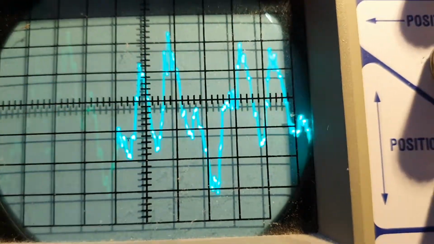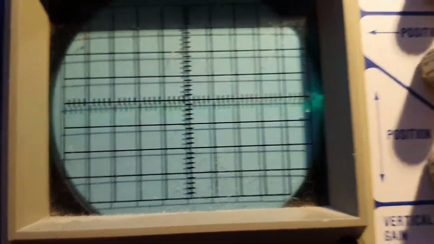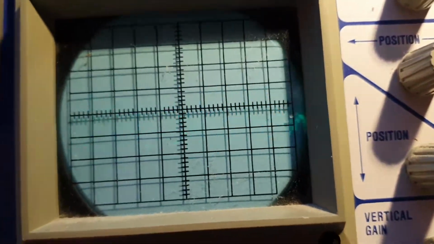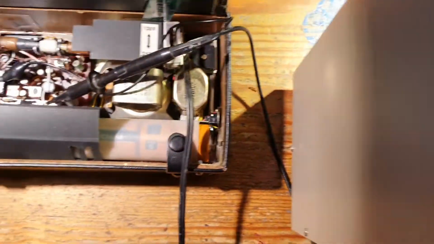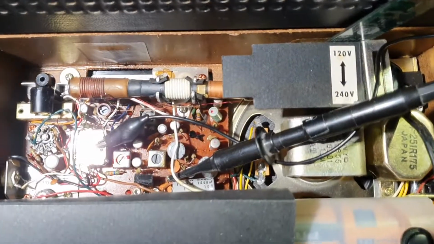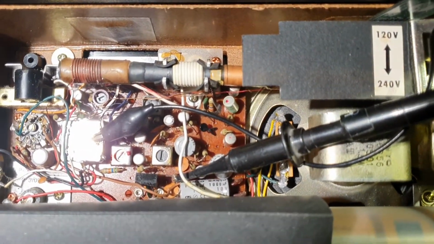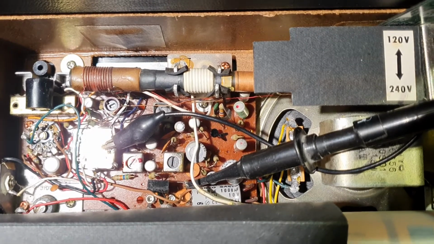Okay, so that's the way we use the oscilloscope to look at signals within particular equipment, or also coming out of equipment.